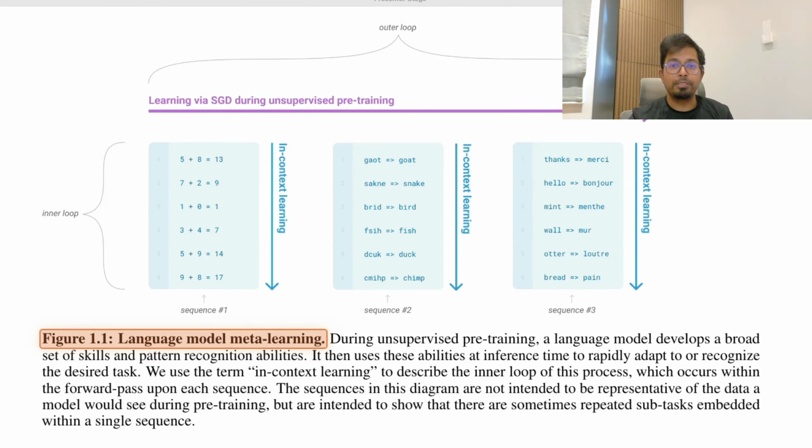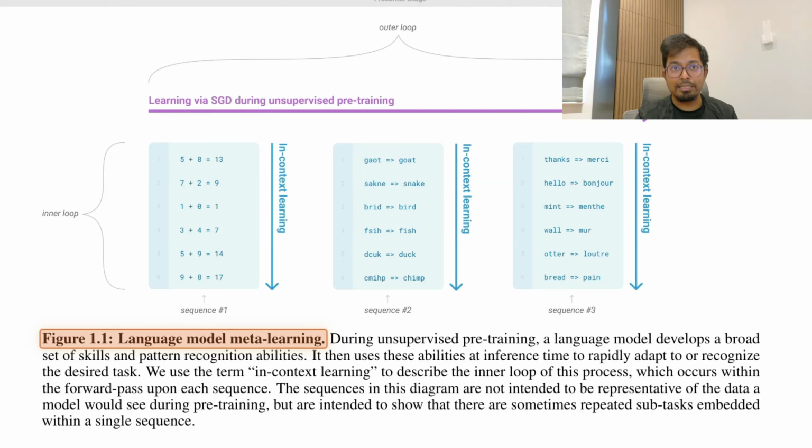Now, the inner loop is this new idea. At inference time, you hand the model a sequence that already contains a few examples of a task, say a couple of English to French pairs. And within that single forward pass, the model recognizes that task from those examples and just continues the pattern. So there are no gradient steps, no weight changes. And the paper calls this inner loop in-context learning. The model is not being trained on your examples.